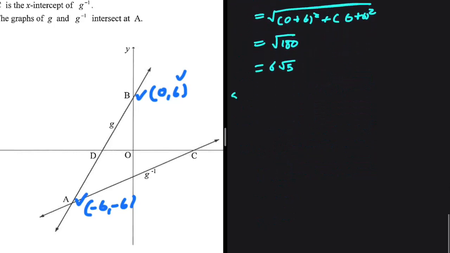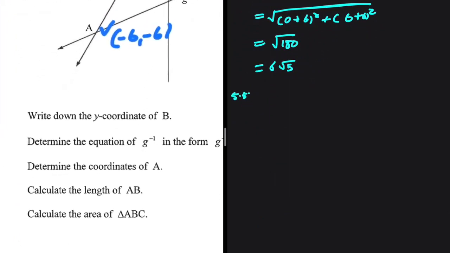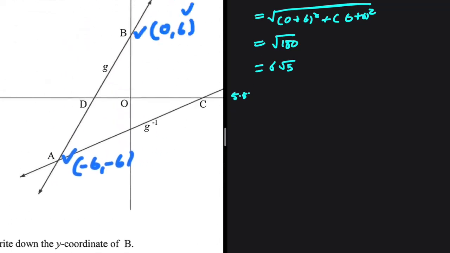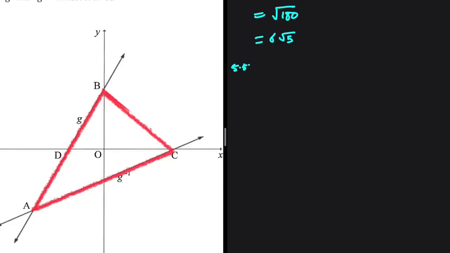Let's do 5.5, the interesting question really. In 5.5, we're supposed to calculate the area of triangle ABC. So let's just go ahead and highlight that triangle. There's quite a couple of ways we can use to find the area of triangle ABC. Let's just try this first. We can find the area of triangle DBC. Let me highlight it. We can find the area of this triangle. How can we possibly do that? We have the base DC and we have the height OB.